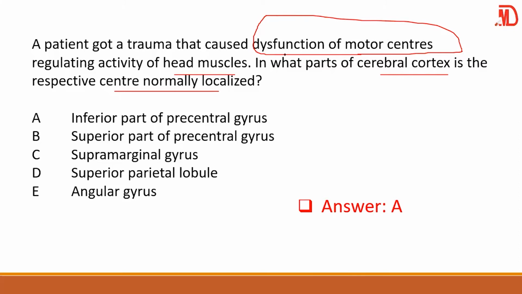So if you go for superior, that means you are going to think of the lower part of your body. Now, the upper part of your body, which includes the head muscles, is controlled by the inferior surface of the precentral gyrus. Please take note of that.